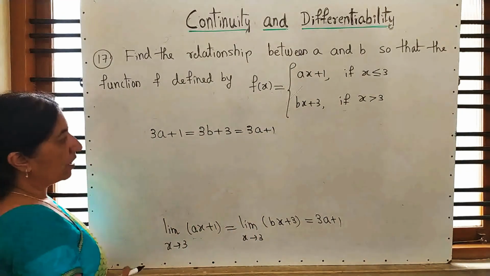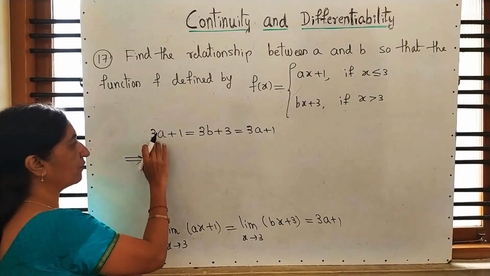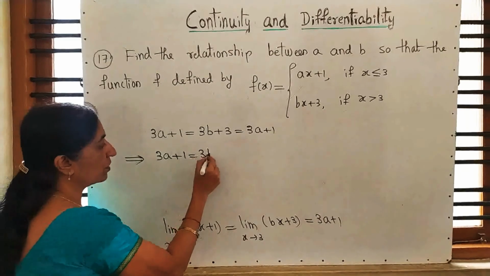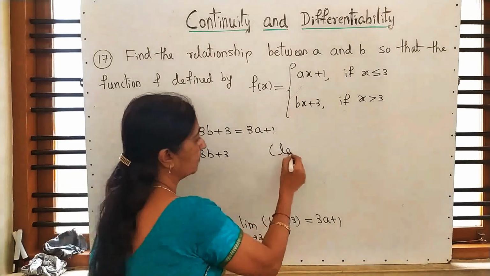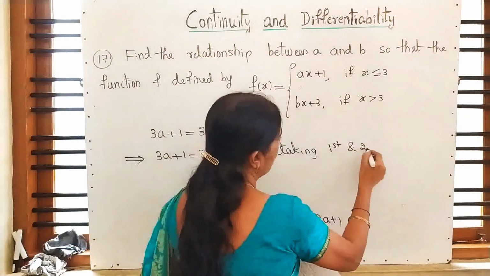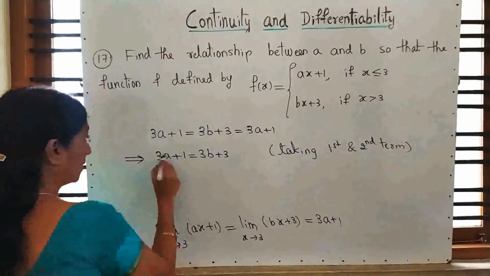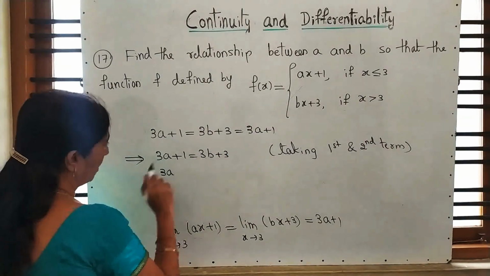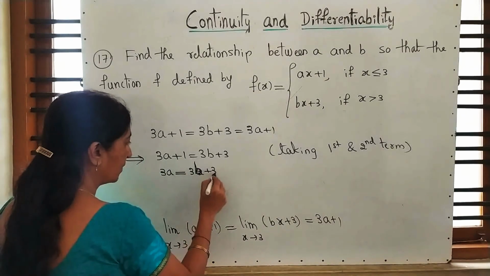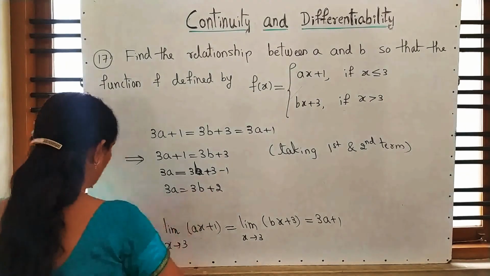We completed the values. After this, either take first and second or second and third. Any two. 3a plus 1 is equal to 3b plus 3. Taking, as I told you, first and second term. So solve this. Take a and b on one side, otherwise keep as it is. 3a is equal to 3b plus 3 minus 1. 3a is equal to 3b plus 2.